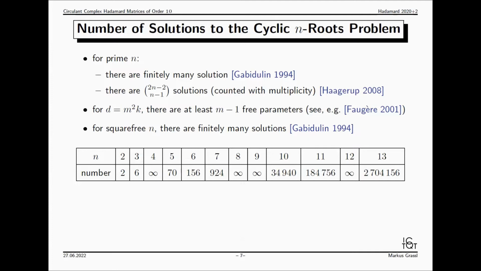We have 3 parameters. But for the case we are particularly interested in in the talk, for dimension 10, we have almost 35,000 solutions. And then the next case goes up almost a factor of 5. Or actually, it's more than a factor of 5 in the number of solutions. Then 12, again, not being square free, we have infinitely many. And then we have 2.7 million for dimension 13.